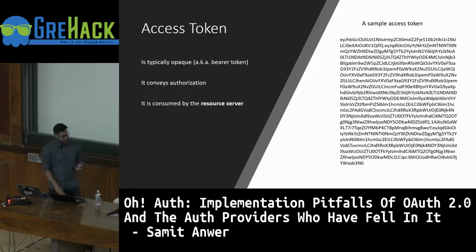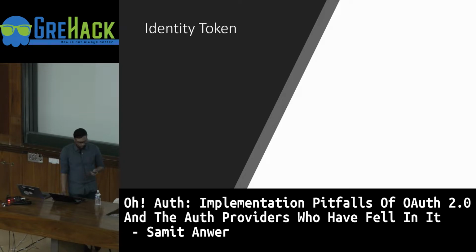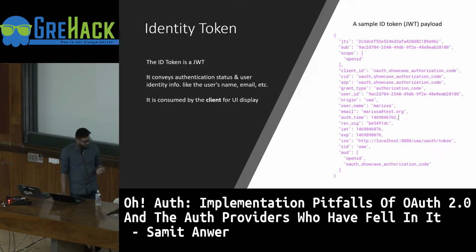The access token is generally opaque, and when I say opaque, you can't really make sense out of it. You cannot decode it to figure out any other information or infer information from it. It just conveys authorization and it is consumed by the resource server as we just discussed. Whereas the identity token is a JWT, and if you decode the JWT, you will get a lot of user details about the user who logged in. And as I mentioned before, it conveys the user's identity information like the user's name, email address, etc. And it is consumed by the client for displaying on the UI details about the user.